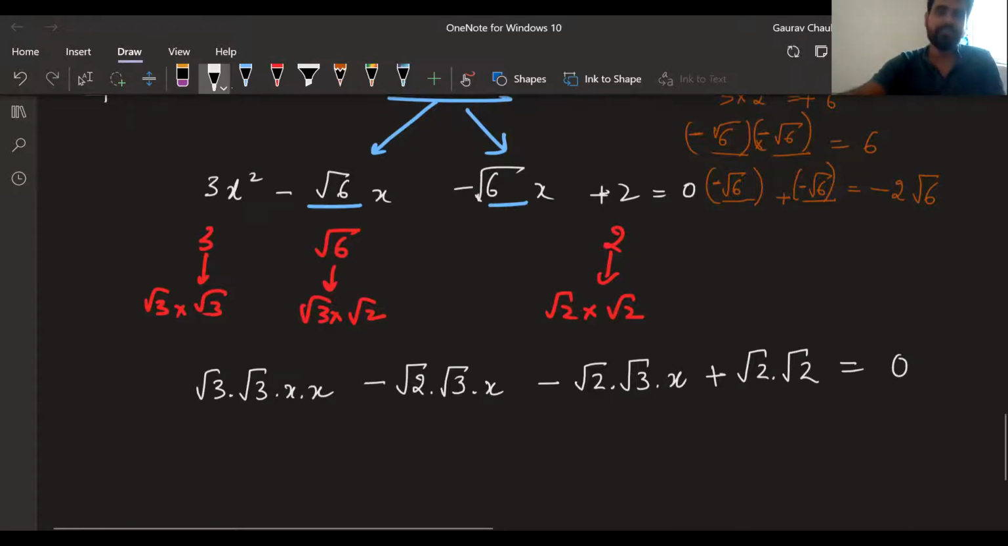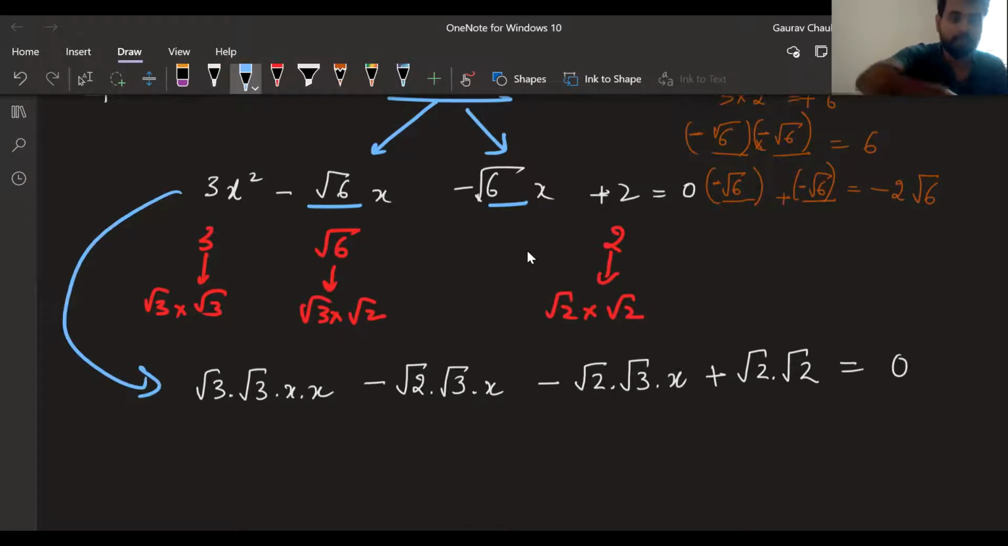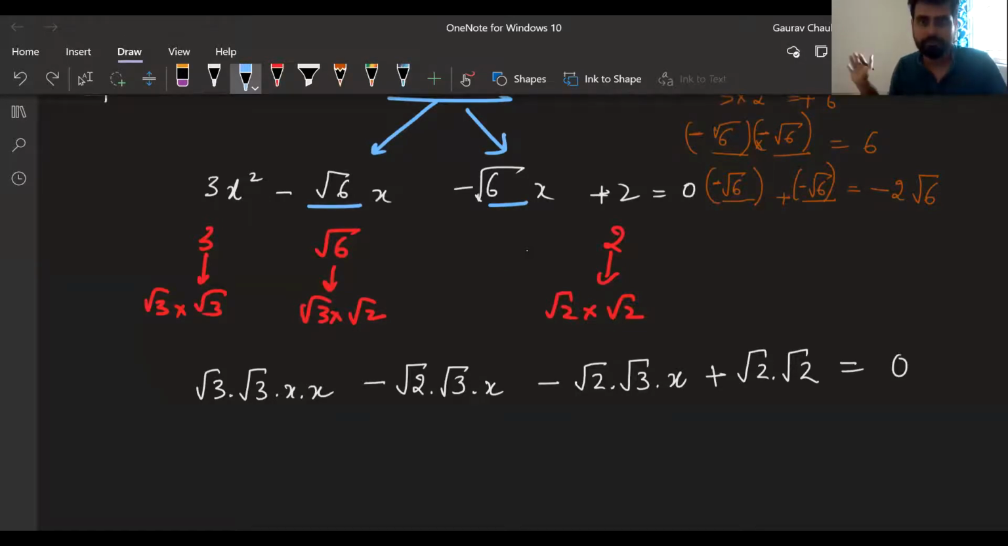How are we feeling about this, what I just wrote? Are we good with this splitting that I just did here? Your book may expect you to do this step in your mind, but I'm not going to do that. I'm going to make this clear. This is the step before we start taking common things outside.